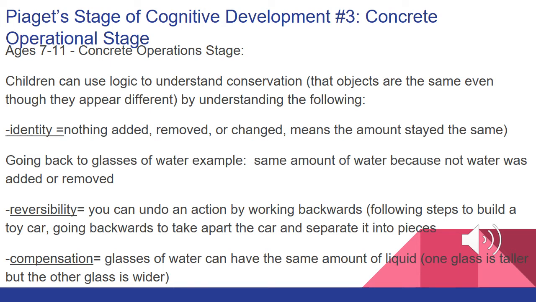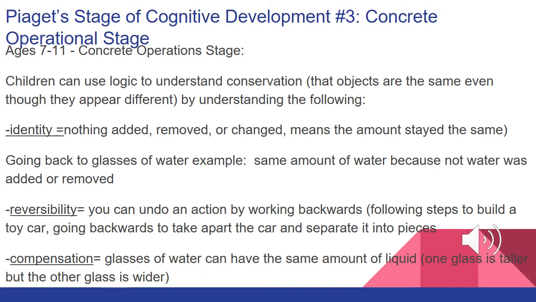So in that water glass experiment, the students would understand, hey, we didn't add water and we didn't take away water. We just poured it from one glass to the other. So actually, the amount of water is the same. Whereas a younger student, let's say a 5-year-old, would still think that the tall glass is larger, even if they did it themselves and poured from one glass to the other and didn't add anything.